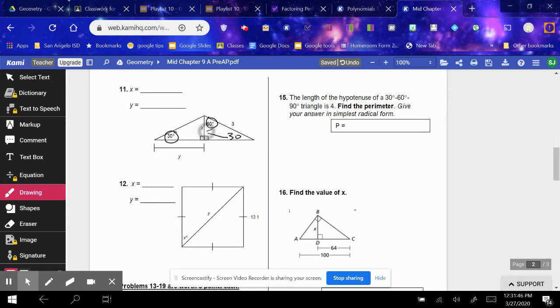So x is the short side. So to find the short side, I take the hypotenuse and divide by 2. You can keep it as a fraction, or you could write it as a decimal. Okay, so on this other half of the triangle, the 30 tells you that x is the short side. So it's 1.5 or 3 halves. Y is the long leg. So we have to take that side length and multiply by the square root of 3.